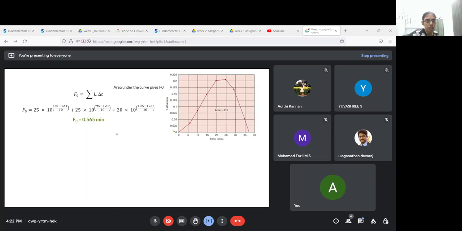Any doubt as to how to calculate F naught? Okay. So here in this question, you already have the time interval. So what will happen if you have just the time and the temperature? How do you calculate when you have only the time and the temperature instead of the time interval?